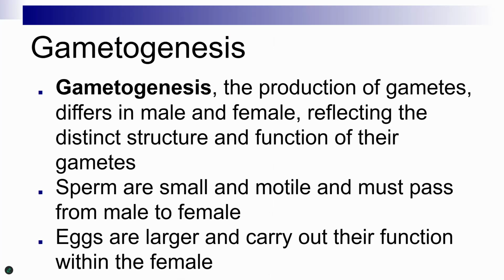So sperm are going to be movable or motile, so they've got a little flagella on them that can help them travel to get to the egg to fertilize it. Eggs are going to be larger, and they're going to carry out their function within the female. So the purpose and the production process is slightly different.